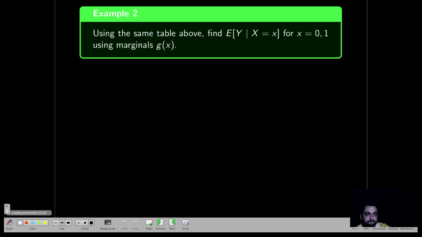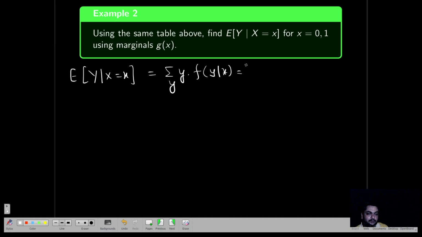Okay, you try it. Next, similarly, the same table from the previous example, you have to find E of y given x equal to x. Same thing, the only difference is your summation changes. Here you have to sum y into f of y given x. So this is equal to the summation of y into f of x comma y divided by the marginal. What is the marginal value here? What is fixed? I have to find g of x because y is varying. So g is fixed.